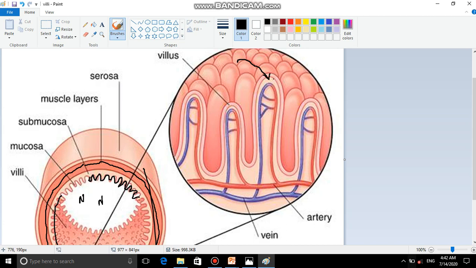Then the villi are richly supplied with blood capillaries. The nutrients then enter the blood capillaries like this, and through blood capillaries they are absorbed and then pass to different parts of the body. It's very simple. The nutrients are lying here, getting from here, going into the villi, absorption process done. So small intestine is the site for complete digestion and also the site for absorption.